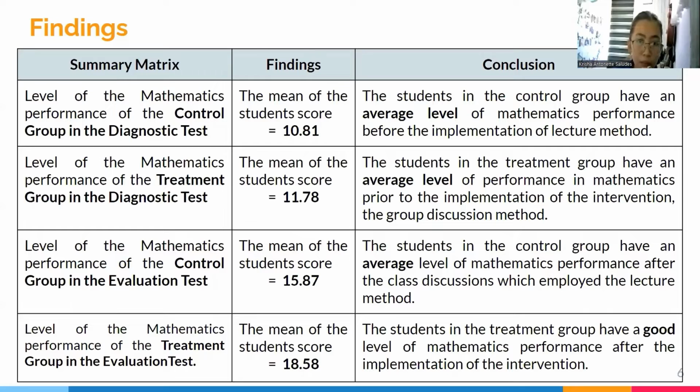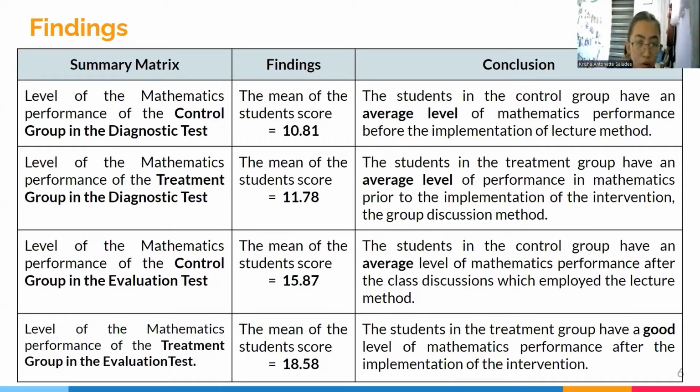For the level of mathematics performance in the evaluation test for the control group, we have a mean student score of 15.87. It means that the students in the control group have an average level of mathematics performance after the class discussions, which employ the lecture method. So we can notice that the control group has the same level of mathematics performance in the diagnostic and evaluation tests.